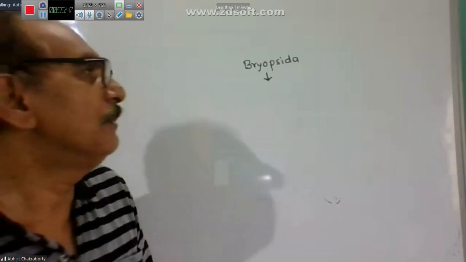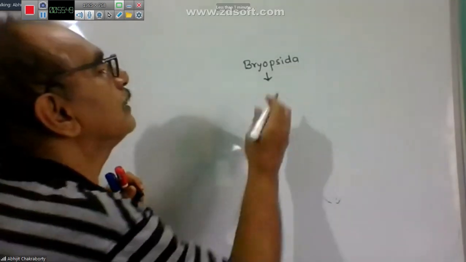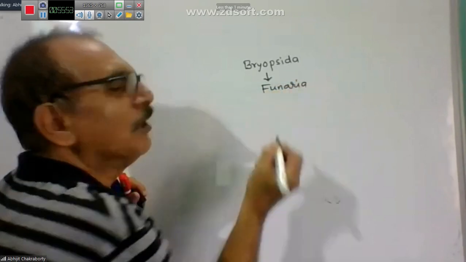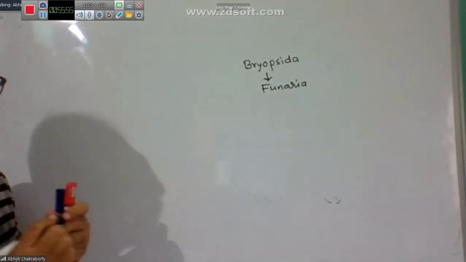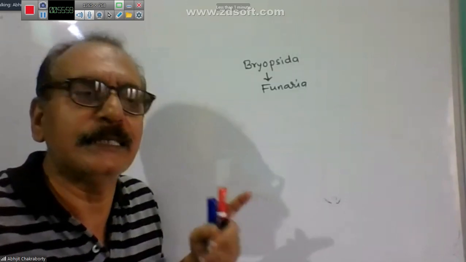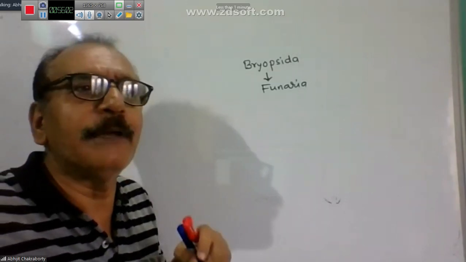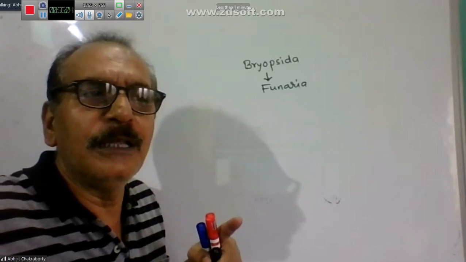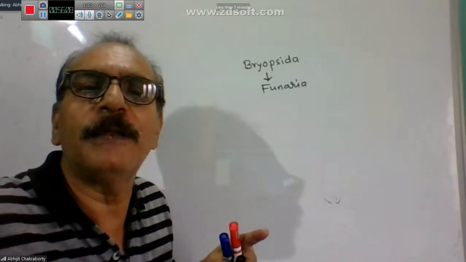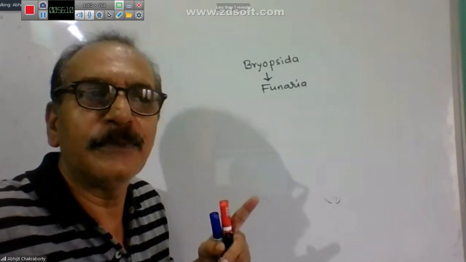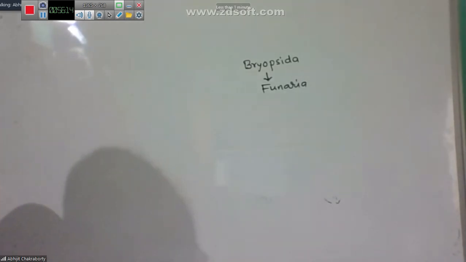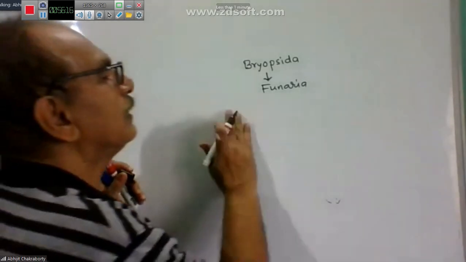Now you see, Bryopsida, one example I am taking like Funaria, or you can take Polytrichum, whatever you like. Just one example. So what are the basic characteristics here? How can you identify Bryopsida? First of all, the body is found to be erect, not dorsoventrally flattened like Marchantia.